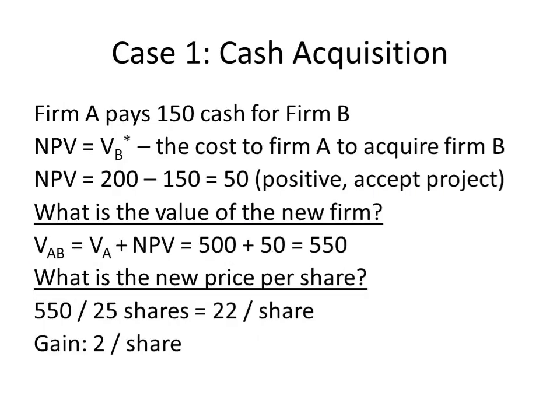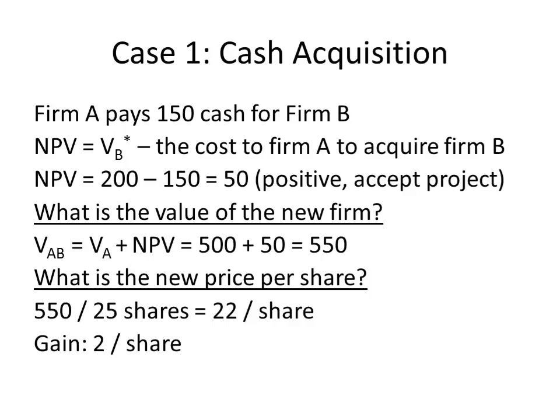Now we'll use all that information to examine a cash acquisition. In this one, firm A pays 150 in cash for firm B. So what's the NPV? Well, it's VB star minus the cost to firm A to acquire firm B. In this situation, that's 150, the cash that they will pay for the firm. So the net present value is 200 minus 150. That's equal to 50. That's positive, so we're going to accept the project.